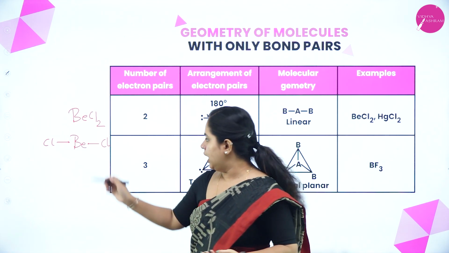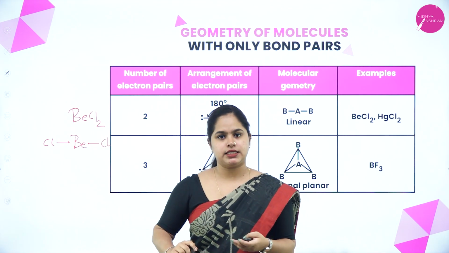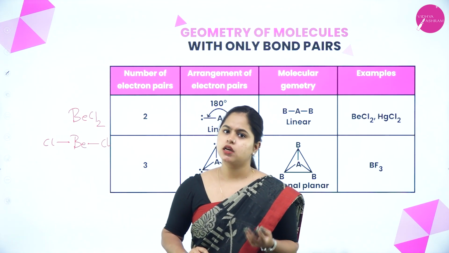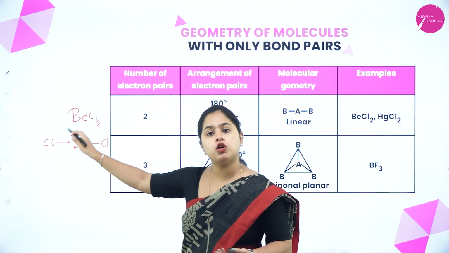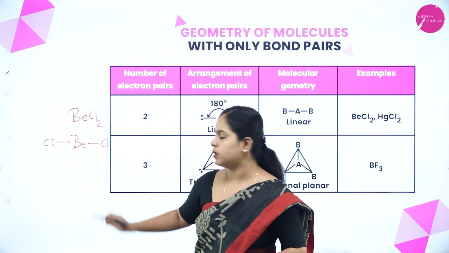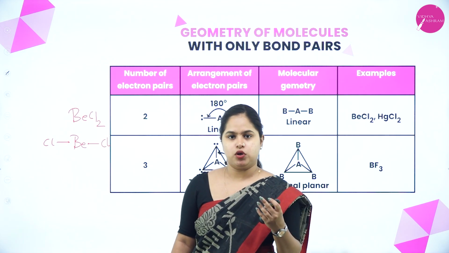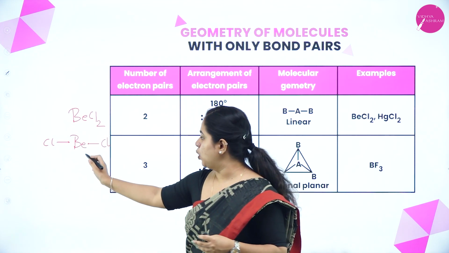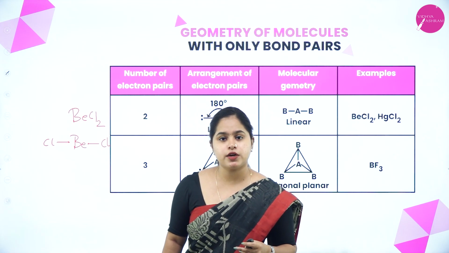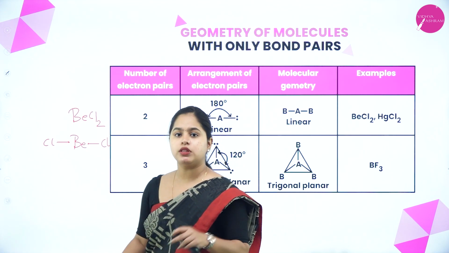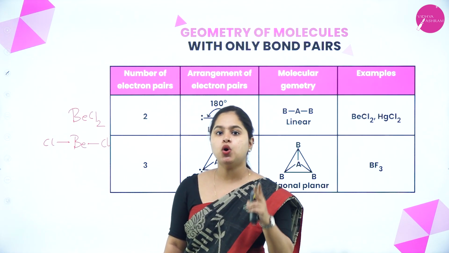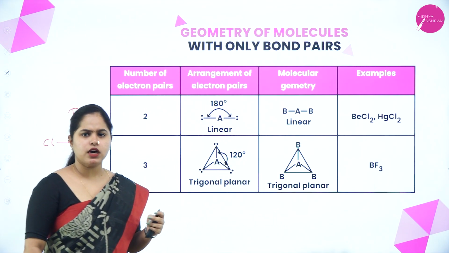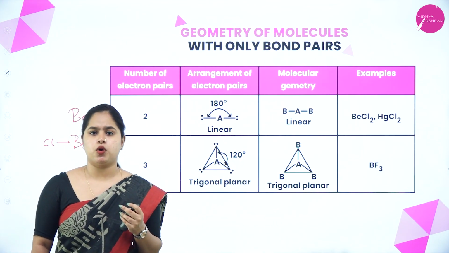Only 2 bond pairs, and around the central atom, are you able to see any lone pairs? No, right? Lone pairs are present in the chlorine atoms, but that we are not considering. Only around the central atom you have to consider. So around the central atom, no lone pairs, only bond pairs. How many electron pairs are there? Bond pairs are 2, that means a total of 2 electron pairs are there.